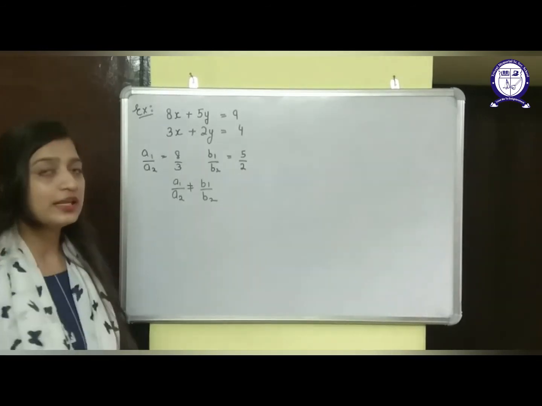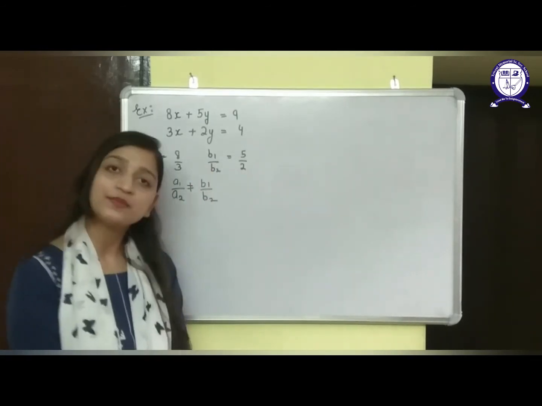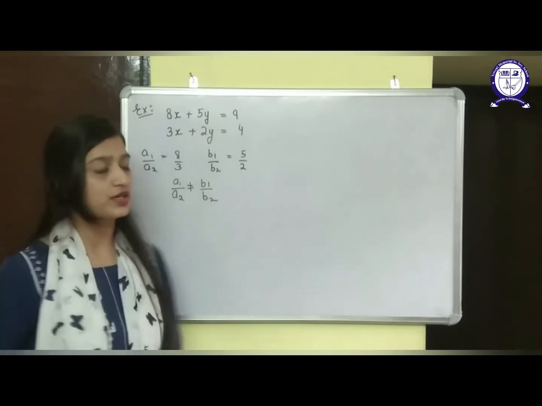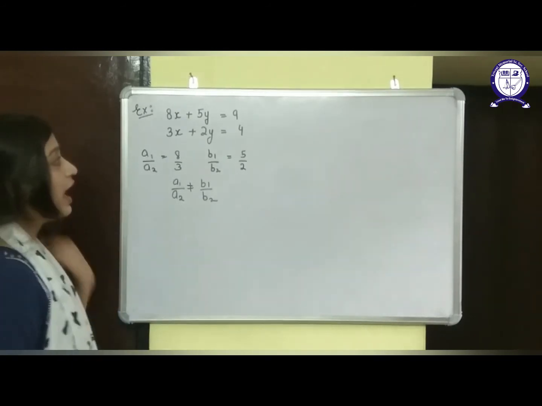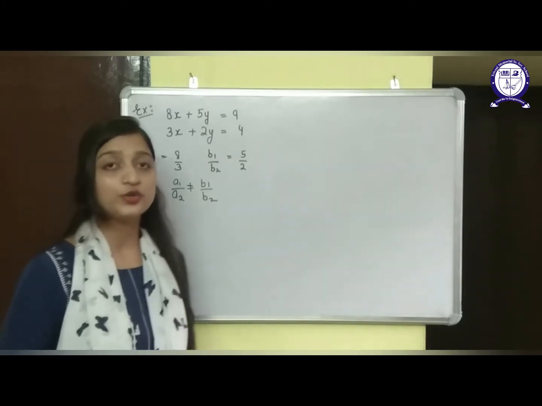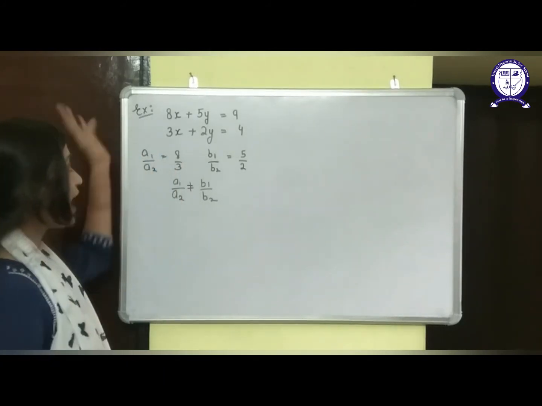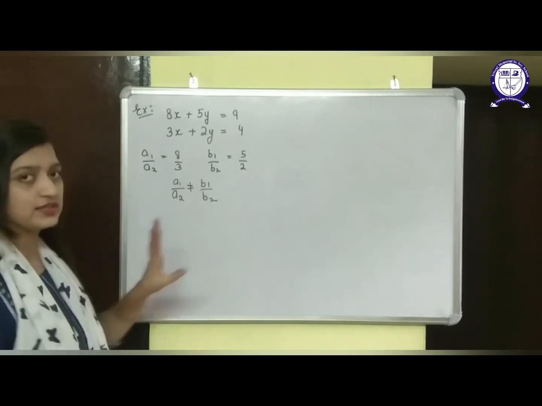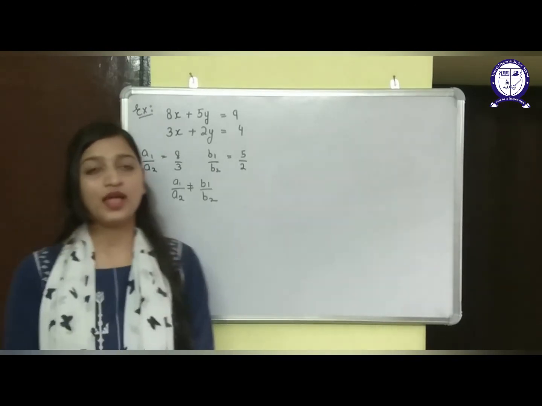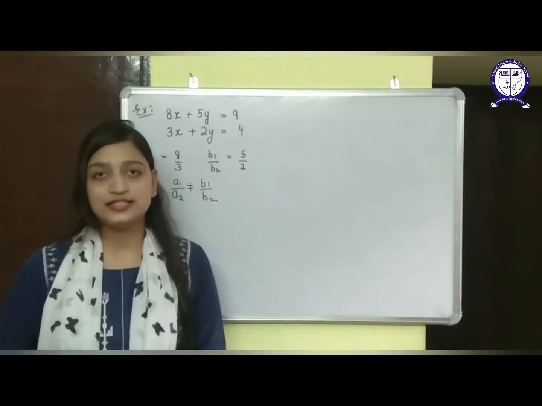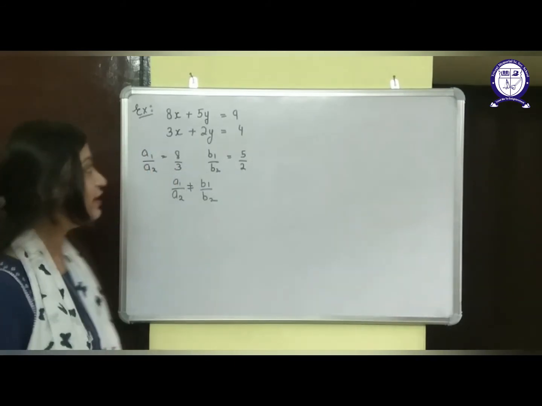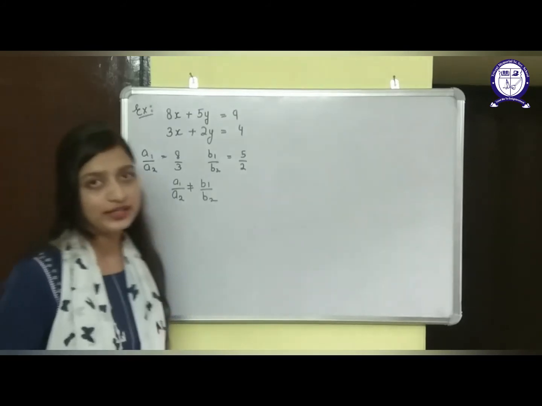So instead of multiplying one equation by one number, I am going to multiply both equations by some numbers. First of all, I have to make up my mind which variable I am going to eliminate. Suppose I am eliminating variable x. So I take 8 and 3 and take their LCM. The LCM of 8 and 3 will be 24. So I will make both of them 24.